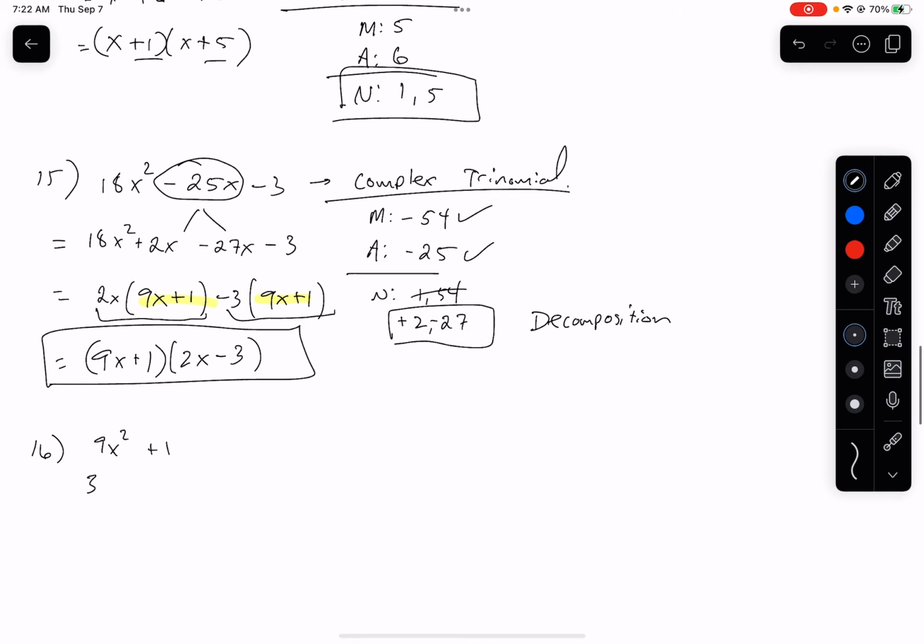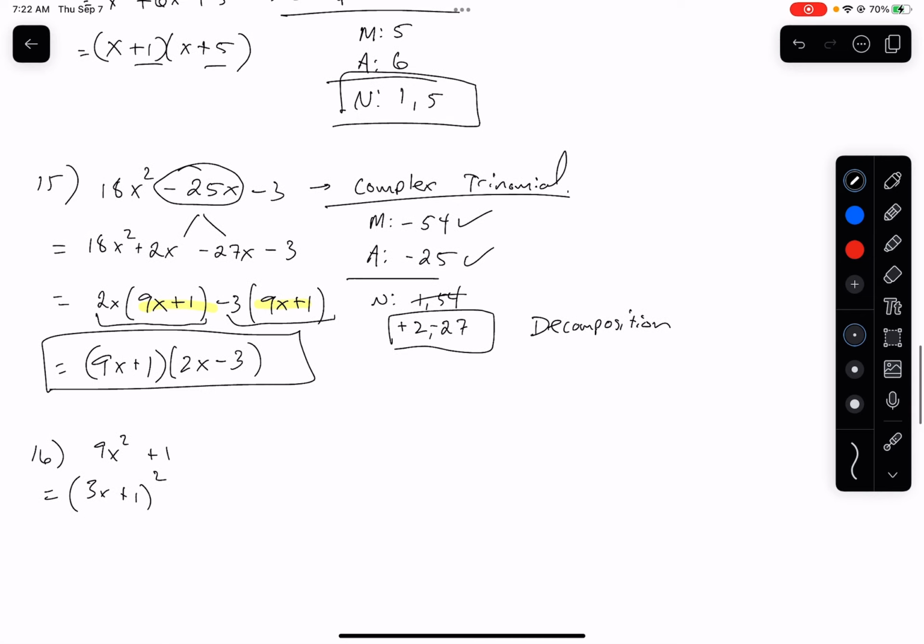One might think, okay, I'm going to try 3x plus 1 squared. But as we've alluded to in the last few days, you should always be checking to see whether or not what you've written as an answer actually expands back to the original question. And it turns out if I wrote down what I wrote down, it would not expand to give me the original back. This particular question actually does not factor.